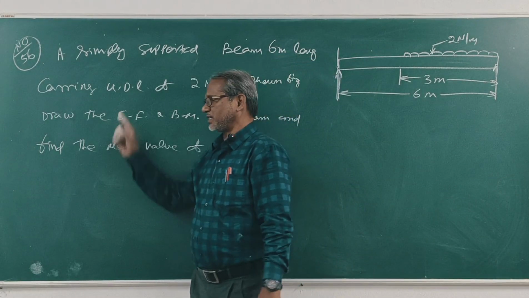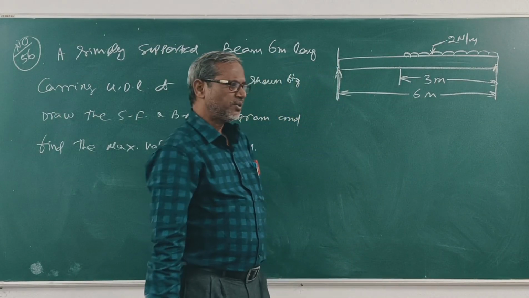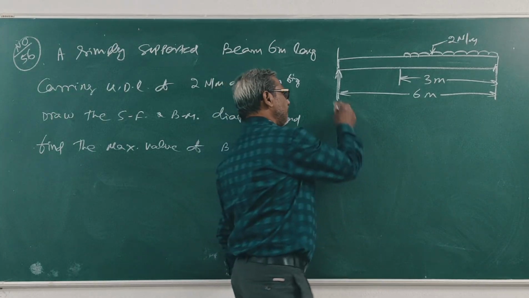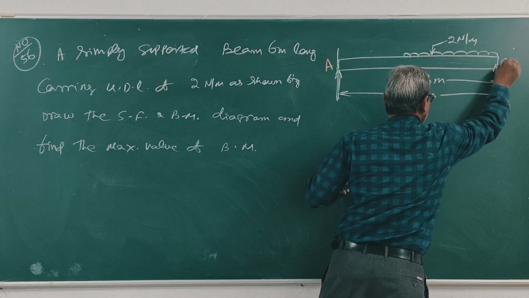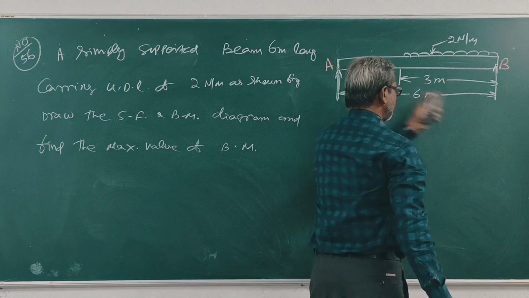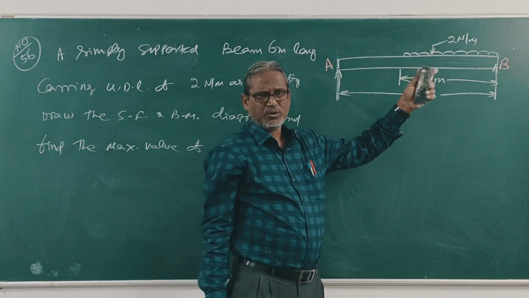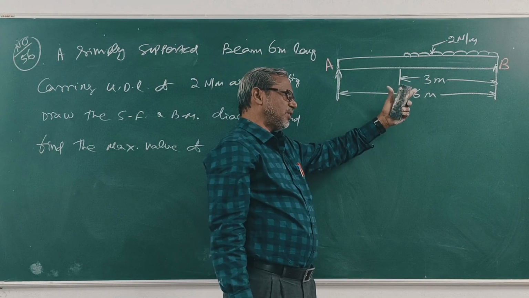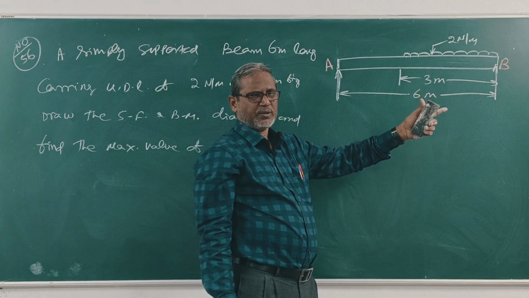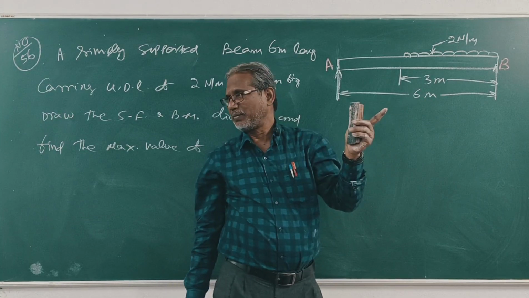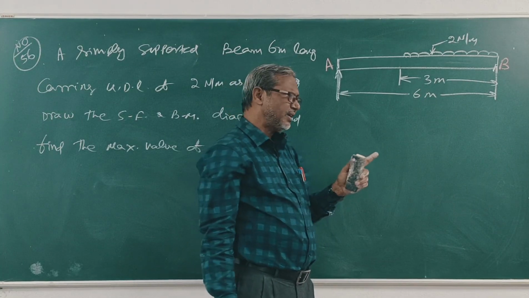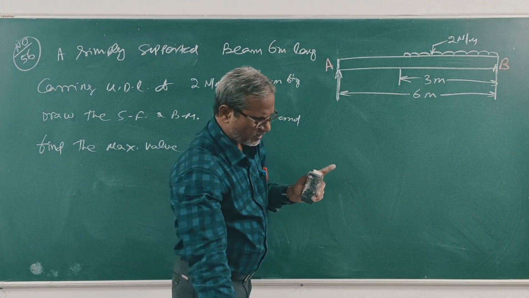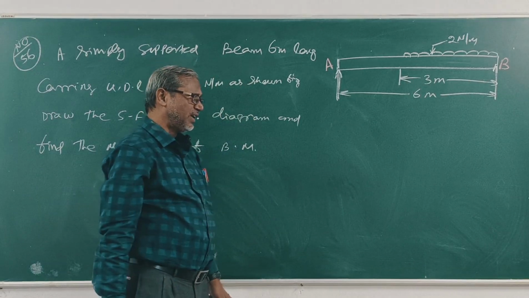This is question number 56. Last class I have already done 55 problems. This is question number 56. The beam is 6 meter long, carries a UDL of 2 Newton per meter length over a length of 3 meter from the right support B. Draw the SF and BM diagram for the beam and find the maximum value of bending moment. Here, we will draw the figure. First, we will find the reaction at A and reaction at B.